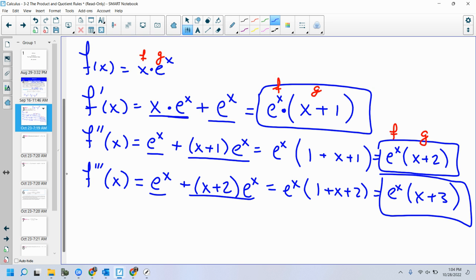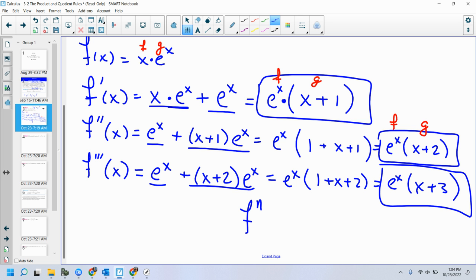So what do you think you can make as a statement about f n of x?